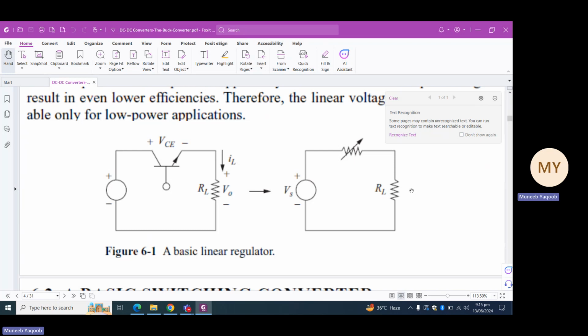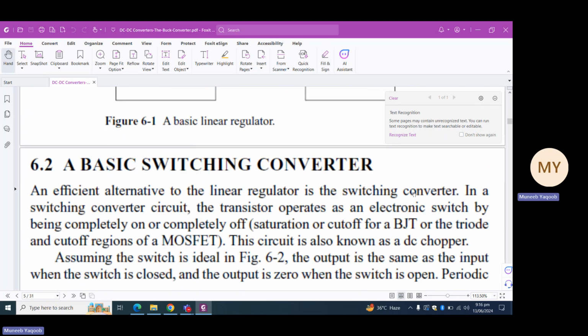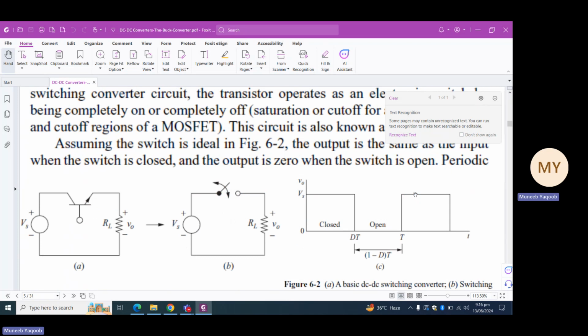But again, if we use this BJT in its amplification region as an amplifier and control its output current to get an output voltage of 4 volts, we again lose 66% of the power that is being supplied to the load. So this is not a feasible thing to do. So what is the remedy of this problem? We will be using a converter.